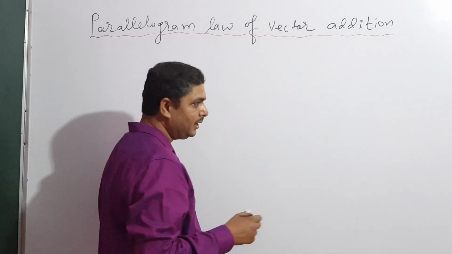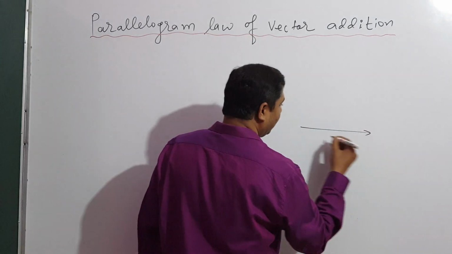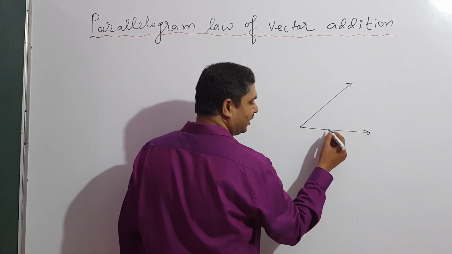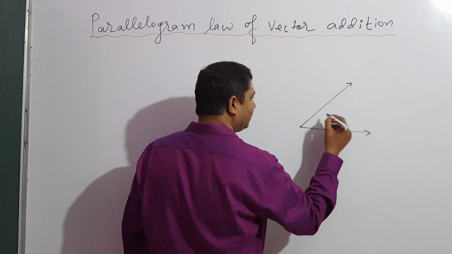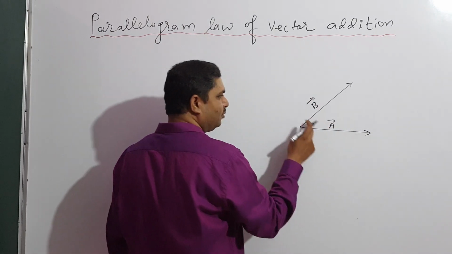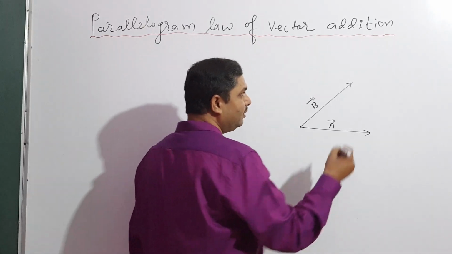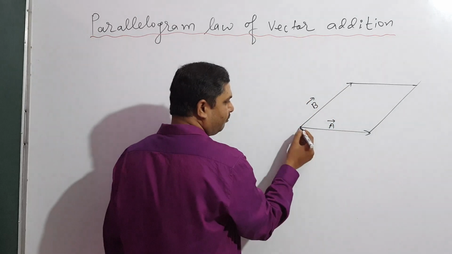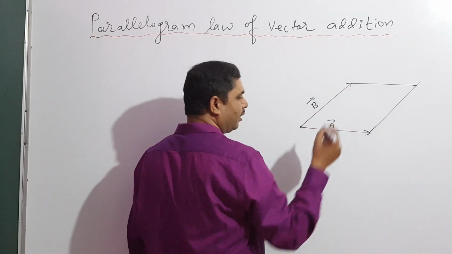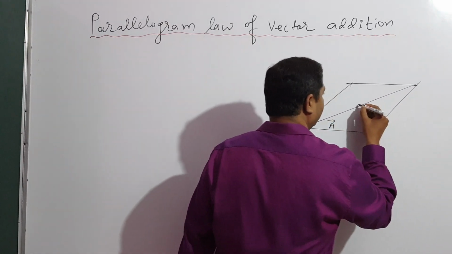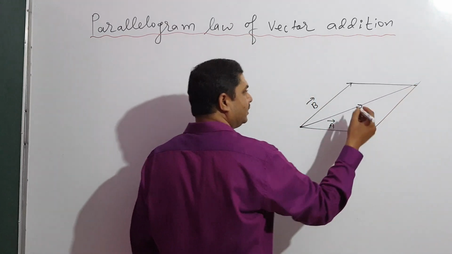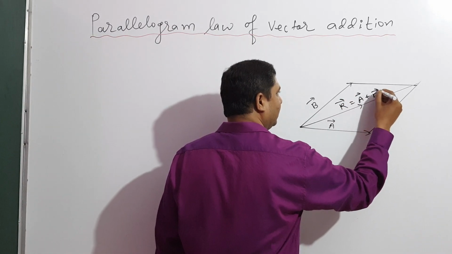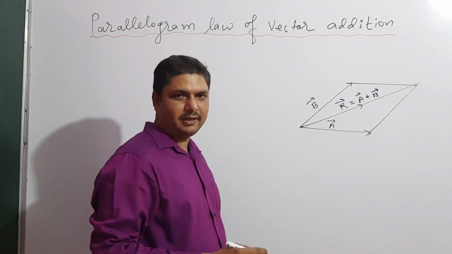Then this law says that you join vector A and vector B by the tail to tail method. Suppose this is vector A and this is vector B. Then we have joined them by the tail to tail method. After that, draw a parallelogram. So we have drawn a parallelogram. Then from this join, now draw the diagonal. This is the diagonal. So this is vector R, and R equals vector A plus vector B. This is said to be the resultant of vectors A and B.